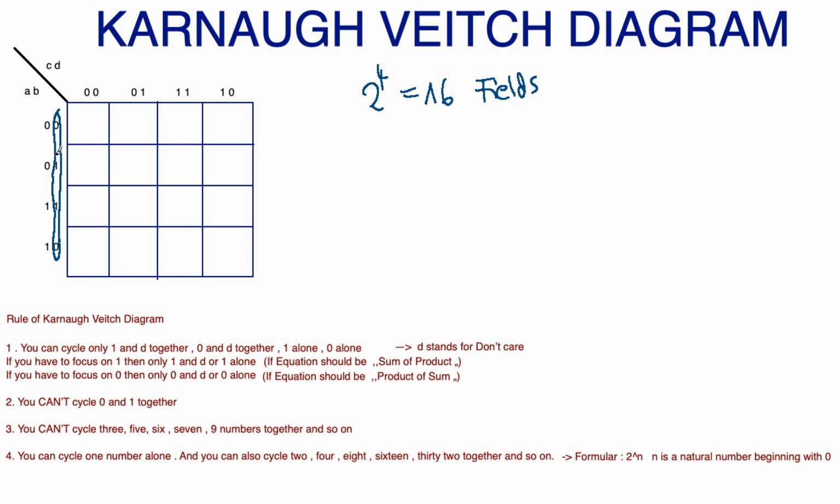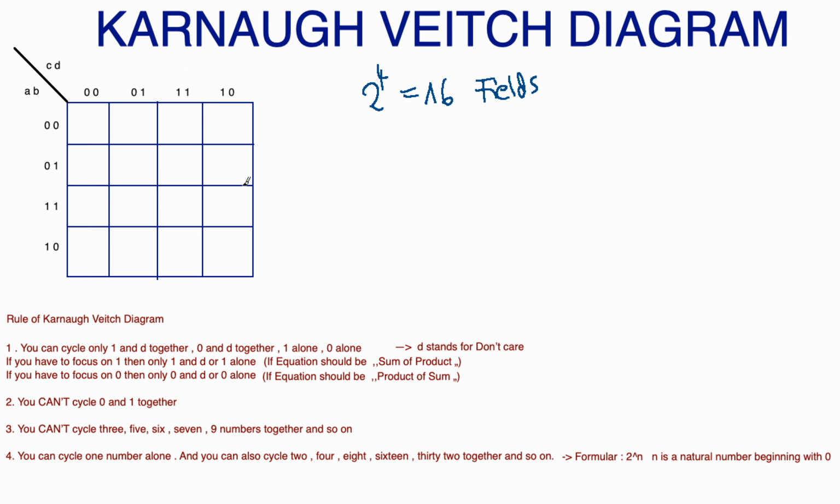Those numbers on the right side belong to B, okay? And the numbers like that, 0, 0, 1, 1, belong to A. Here, this number belongs to C. This number belongs to D. This number belongs to C. D, C, D, C, D.